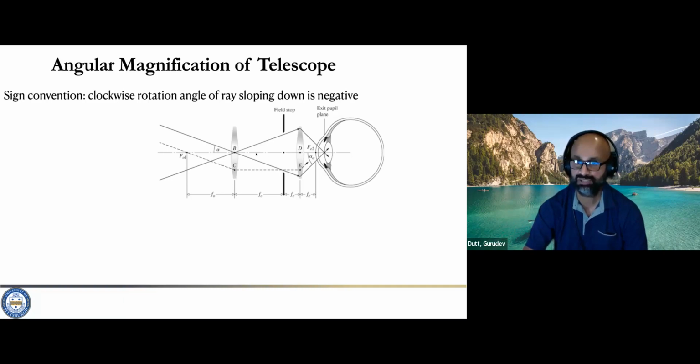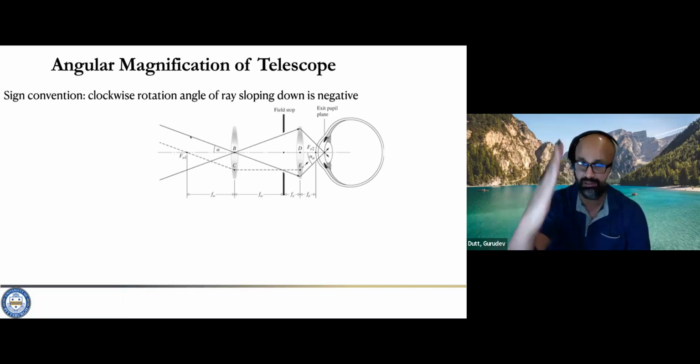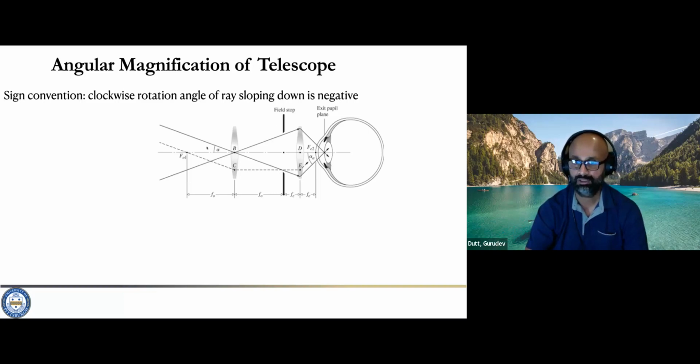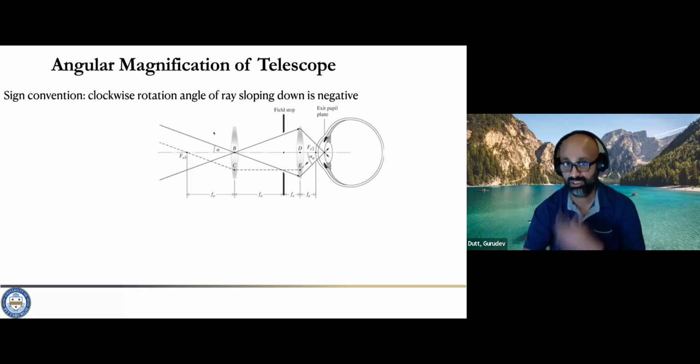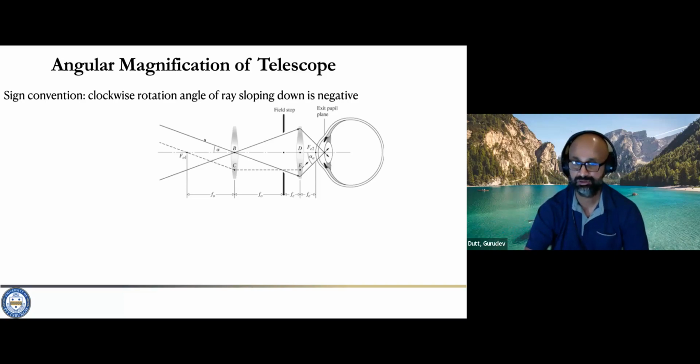So imagine a ray that was directly along the optical axis. If I want to make it slope down, I take that ray and rotate it clockwise in that direction. Clockwise is going around like that, and anti-clockwise is going around like that. So the clockwise direction is a negative sign for the angles, and this ray would be described by a negative angle with respect to the optical axis.